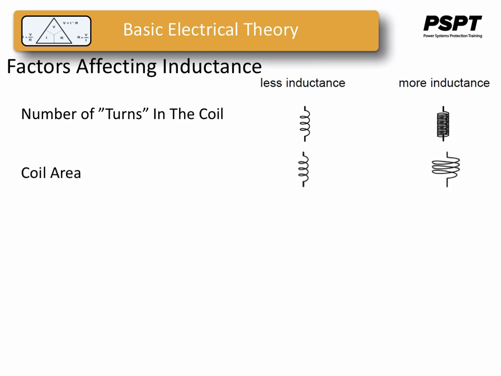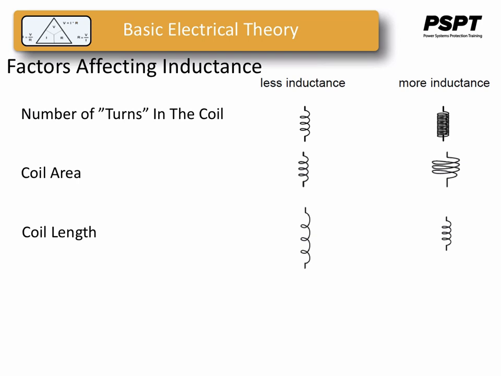Coil area. Again, all other factors being equal, greater coil area, as measured looking lengthwise through the coil at the cross-section area of the core, results in greater inductance. Less coil area results in less inductance. Greater coil area presents less opposition to the formation of magnetic field flux for a given amount of field force, amp turns.